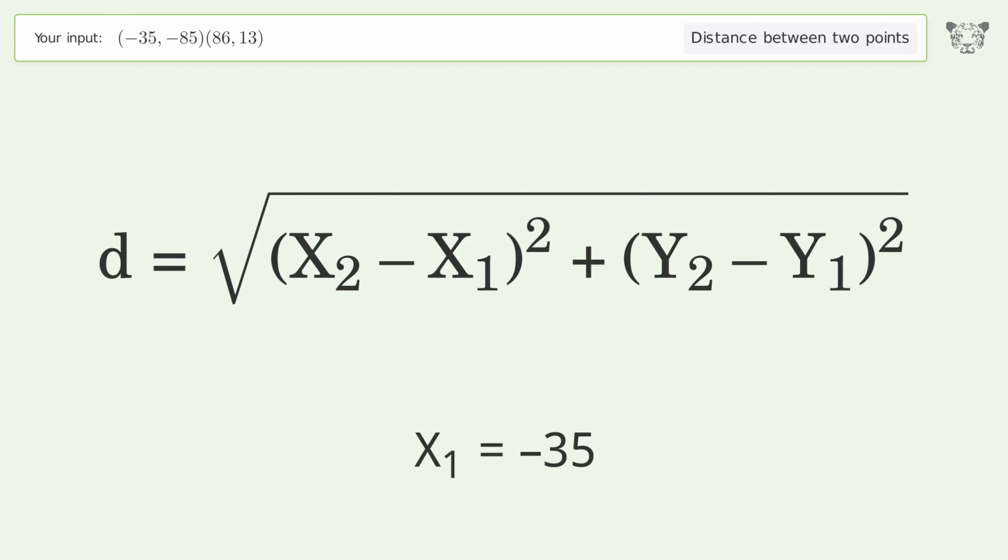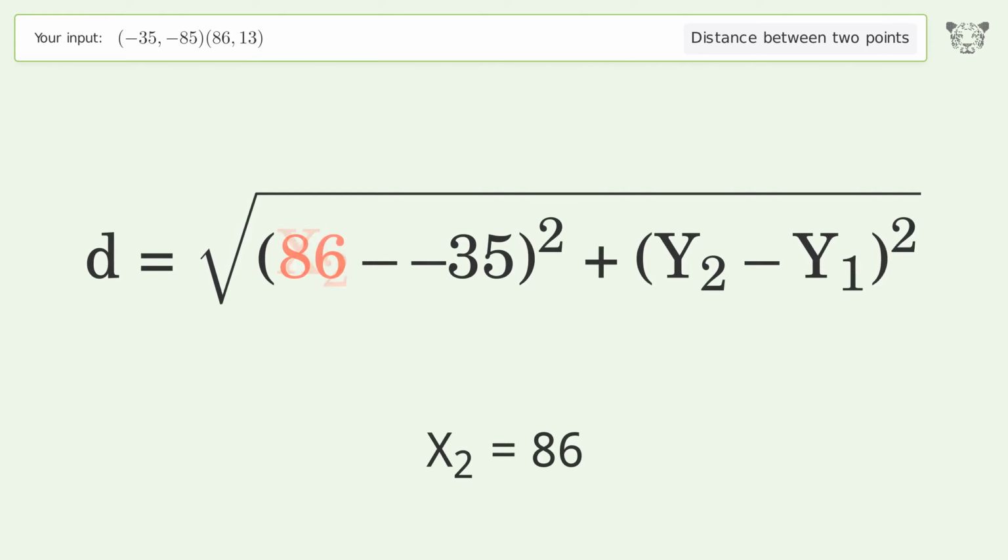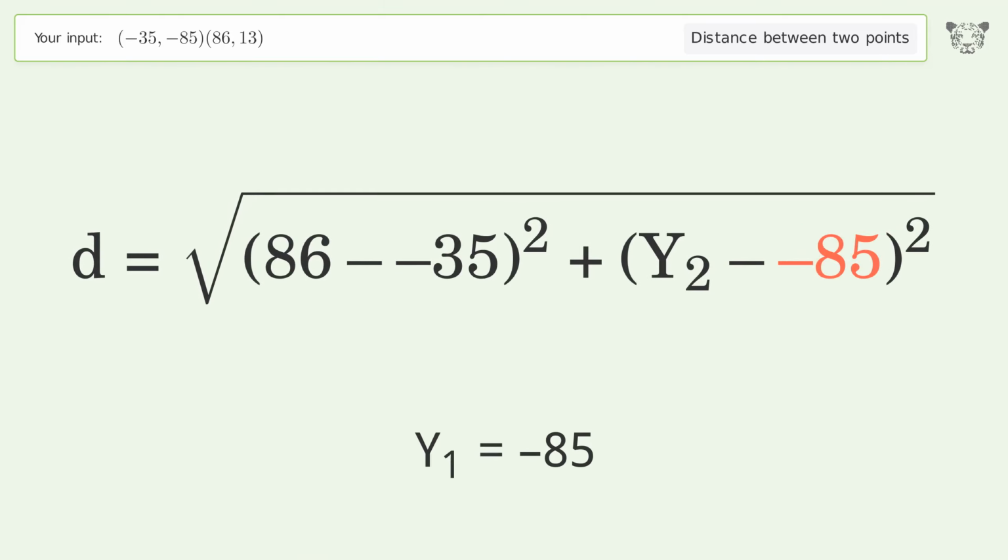x1 equals -35. x2 equals 86. y1 equals -85. y2 equals 13.